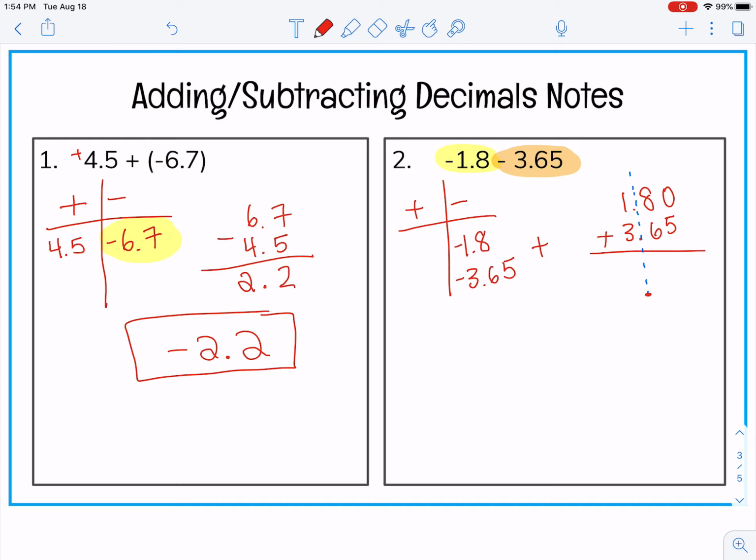Okay, so 0 plus 5 would be 5. 8 plus 6 is 14. Carry the 1. 1 plus 1 is 2. 2 plus 3 is 5. So we know that it'll be 5.45. So now we have to figure out what charge would be stuck with that. We know that we were working with the negative side. So if you're adding a negative and a negative together, we know that would be a negative. So that is our final answer, negative 5.45.